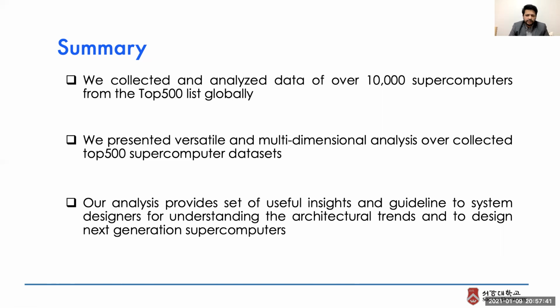We collected and analyzed data of over 10,000 supercomputers from the Top500 list, which is published annually across the globe based on the HPL scores. We presented a versatile and multidimensional analysis over the collected Top500 supercomputer datasets. We claim that our analysis provides a set of useful insights and guidelines to the system designers for understanding the architectural trends and to design next generation supercomputers with a balance between the supercomputer subsystems.